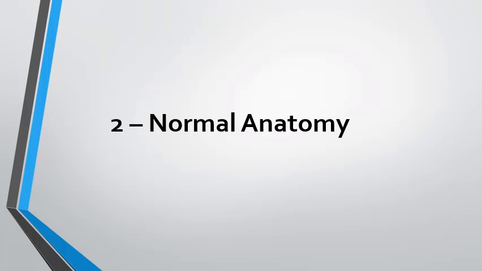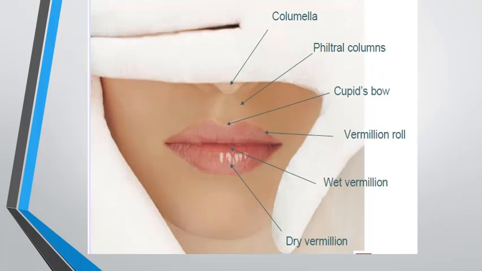First, we will talk about the normal anatomy of the upper lip and the palate. Let's first speak about the anatomy of the lip and start with the nose. This part of the nose is called the columella, and the part that encloses the nostril is called the nasal ala.